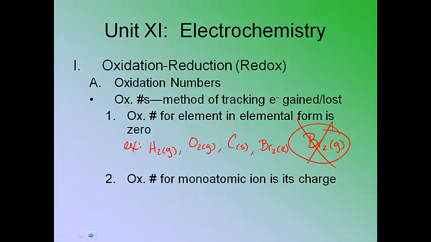Rule number 2: the oxidation number for any monoatomic ion is its charge. Now, remember, mono means 1, so we're looking for an ion that only has 1 atom in it. This would be things like Cl-, Na+, Pb2+, which are all monoatomic ions. Therefore, the oxidation number of chlorine would be -1, the oxidation number of sodium would be +1, the oxidation number of lead will be +2, and so on and so forth. Okay, it's very straightforward. These first 2 rules are no-brainers.